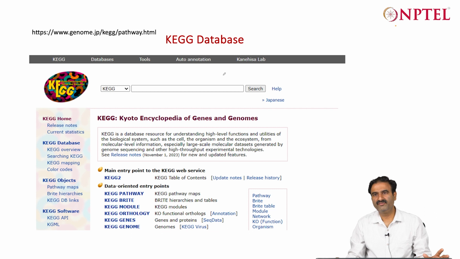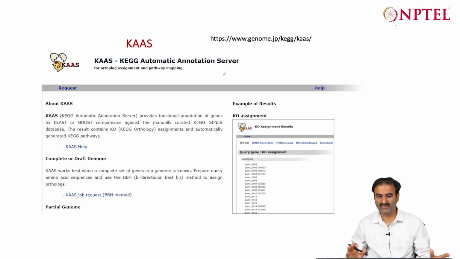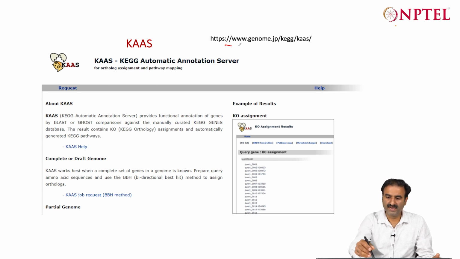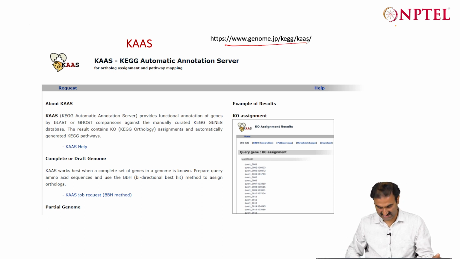Another database for functional annotation and pathway mapping is the KEGG database, which is a very comprehensive database that classifies a protein into various KEGG KO numbers, and then those KO numbers are linked to the pathways, molecular pathways, metabolic pathways. So KEGG is one of the important resources, and it provides a server called KAAS, KEGG Automatic Annotation Server, where you can upload your data set and it can classify those into various KO IDs and pathways. This is available at genome.jp/KEGG/KAAS.